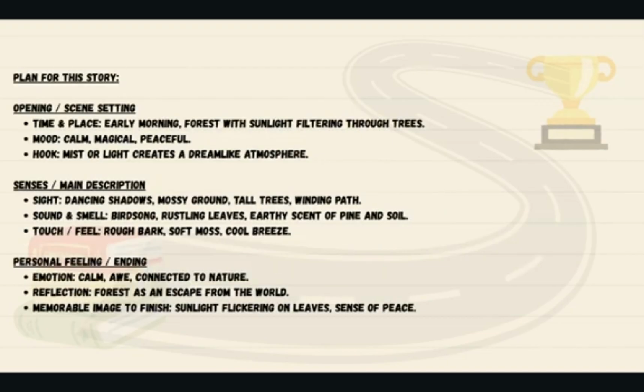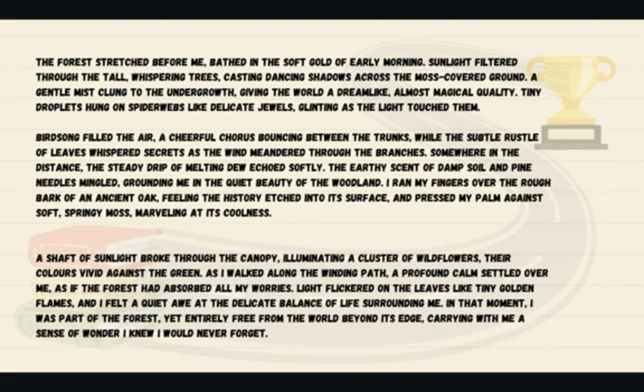This is the plan for the story. So we have an opening where the scene is set, senses, which is the main description, and personal feelings as the ending. Let's have a go at reading my paper then.